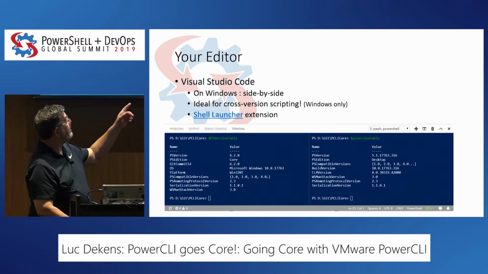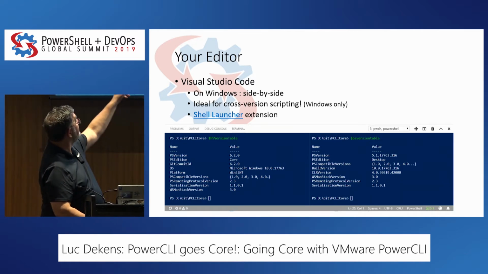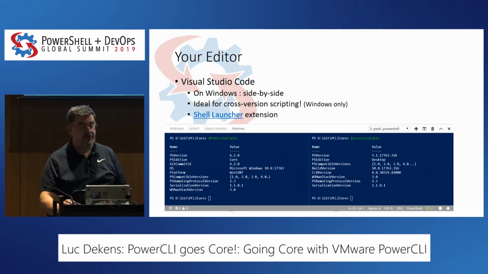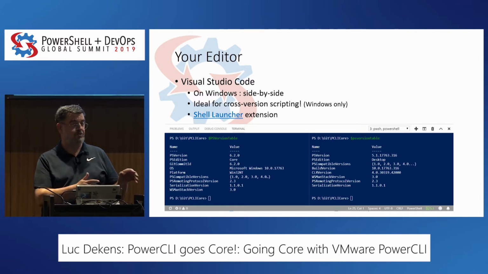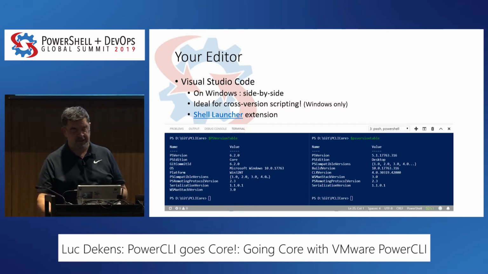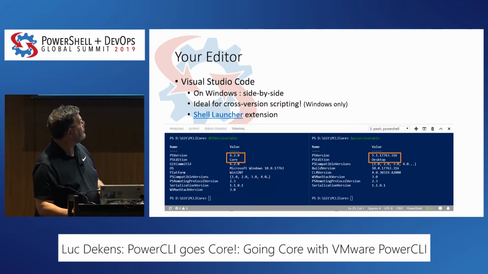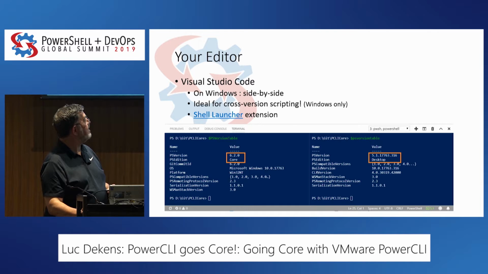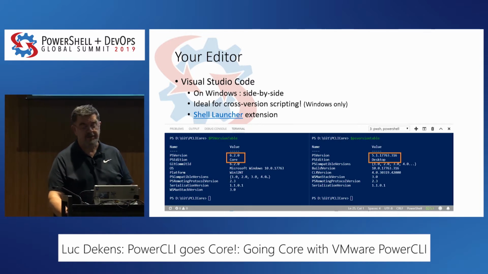That's what you see here. I'm now running 5.1 and 6.2 next to each other, and depending on how I launch my script, it will run in one version or the other. So it's ideal if you want to cross-develop for both versions in this editor. Again, these are the two versions that I'm using in the same instance of the Visual Studio Code editor.